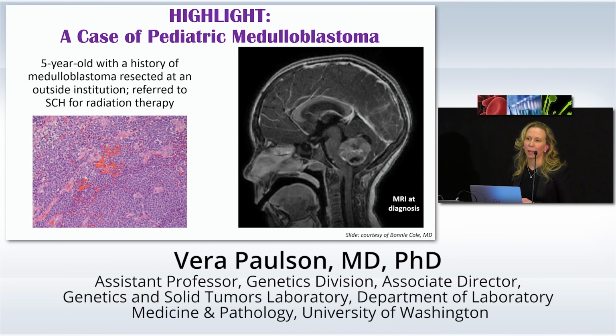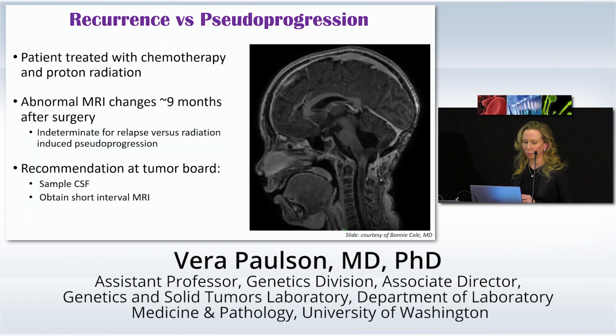that wasn't actually included in this study because the patient was seen at an outside hospital. A 5-year-old had a medulloblastoma, was sent to Children's for radiation. 9 months after surgery, there were indeterminate changes on the MRI. Basically, they couldn't tell whether this was progression of the disease or pseudoprogression from radiation. Tumor board met and decided that they were going to do short interval MRI, but also suggested, knowing some of our past results, taking CSF.